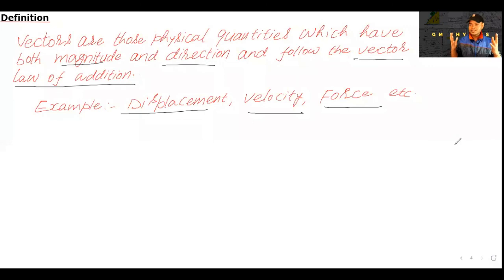So I hope you have understood what scalars and vectors are in detail, how they are different, whether vectors follow algebraic addition, and finally the definition of vectors.